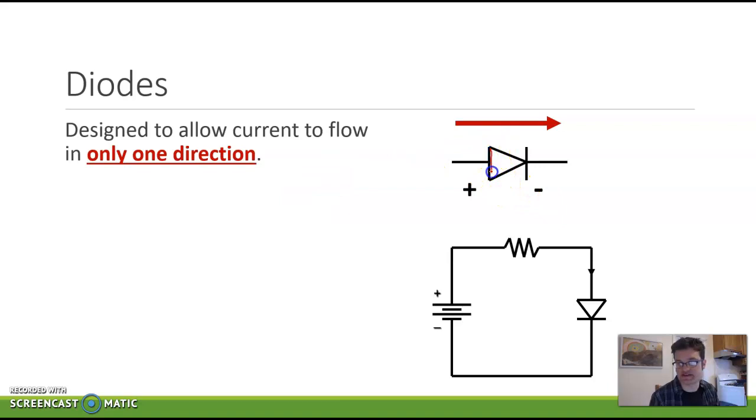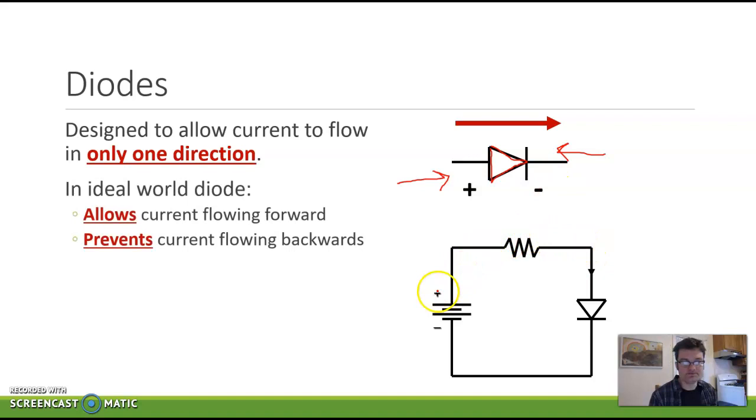You'll notice right here, it's a nice little arrow showing you, so go figure, it's only allowing current to go in that direction. You also notice that if you try to see if current's going that way, it's going to hit this line right here. Imagine that that's a wall and it stops it. So in the ideal world, it allows current flowing forward. It prevents it from flowing backwards. Doesn't allow it at all. So in this case, since our current is going from positive to negative, it would allow it to go through. All right, so this circuit would indeed be on.